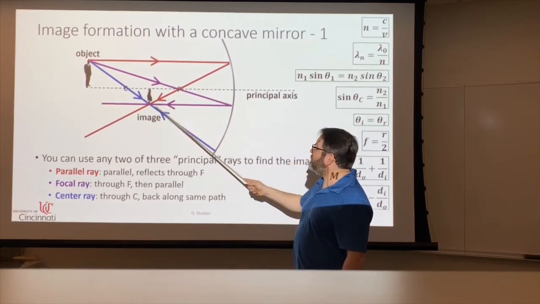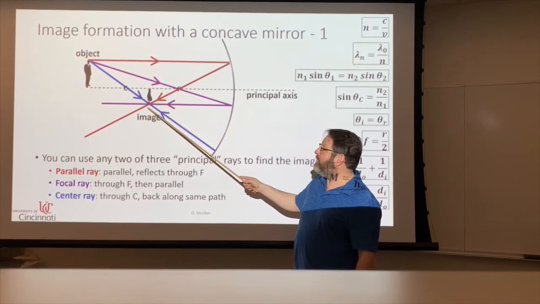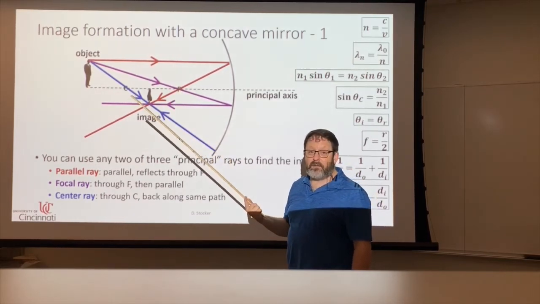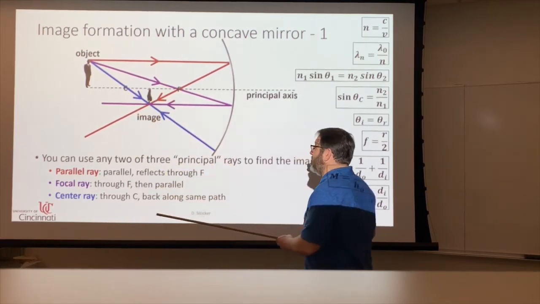And you can see that those two lines cross at one point. That's enough to figure out where the image is at. Sometimes one of those lines is difficult to draw. So there's a third one that's also easy.